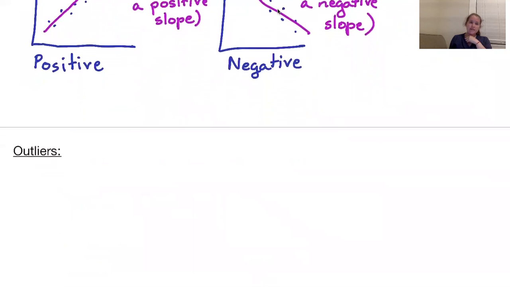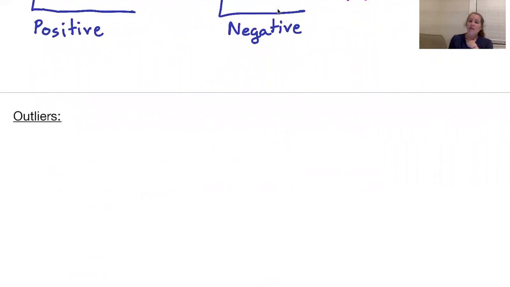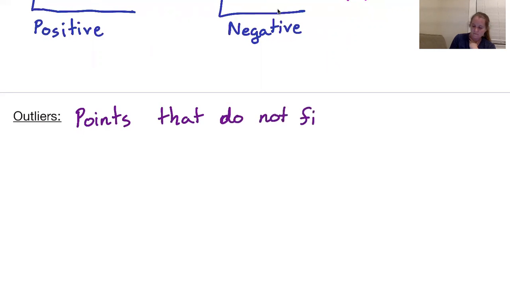And then for our exceptions to the pattern, we have outliers. An outlier is a point that does not fit the pattern. So unlike with dot plots, where it was a point that was very far from the rest of the data, with scatter plots, it's okay to have a point far from the rest of the data. The question is, how far does it fall from the pattern?